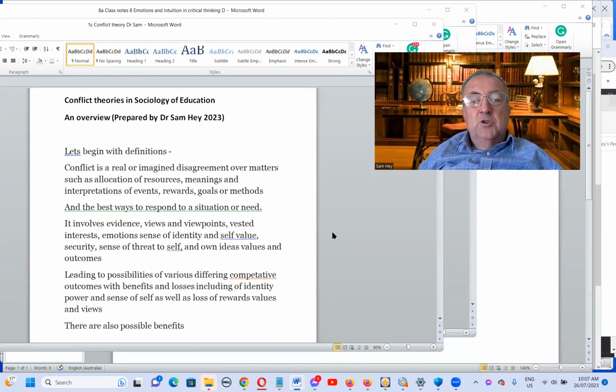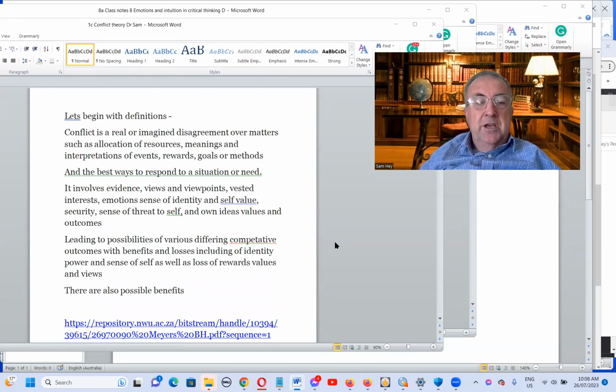Firstly, conflict is real, or it can be imagined or perceived in various ways, and it's a disagreement over the allocation of resources, meanings, interpretations, rewards and goals, methods that are used. Often there's a difference in what is the best way to respond to a situation or a need or a goal. This can involve ways in which we look at evidence, look at different viewpoints, look at vested interests, different emotions that may be involved, and different values that may be involved.